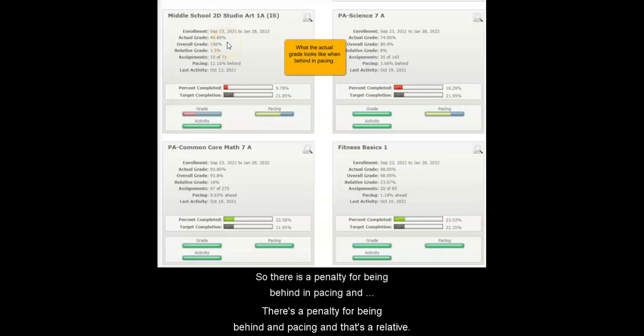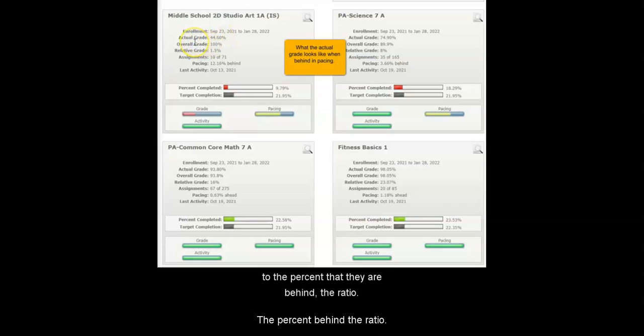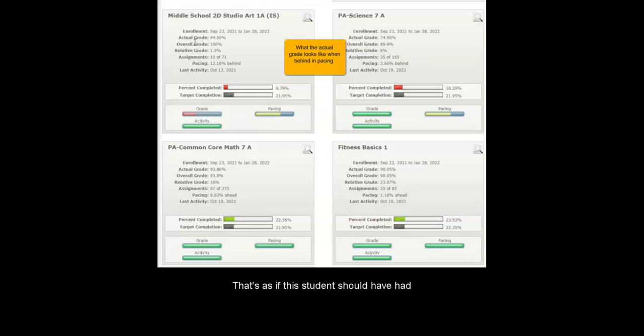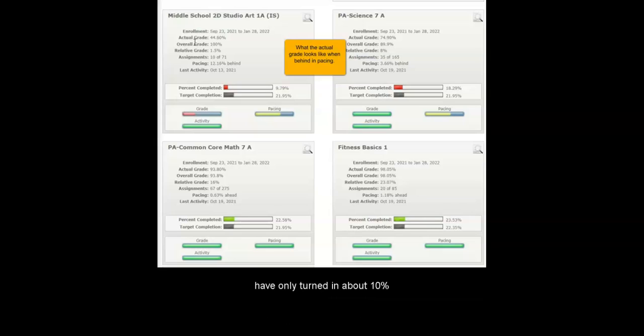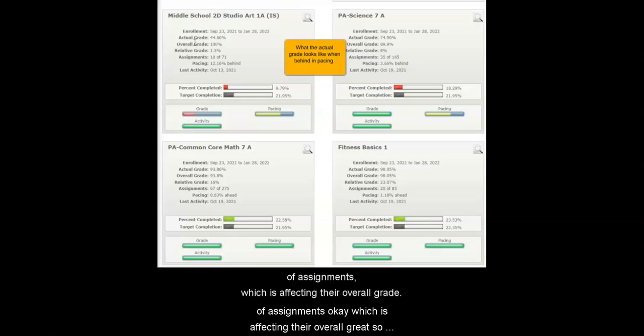So there is a penalty for being behind in pacing, and that's relative to the percent that they're behind, the ratio in pacing. Okay, so that's as if the student should have had 22% of their assignments in, but have only turned in about 10% of their assignments. Therefore, they have zeros on that 12% of assignments, which is affecting their overall grade.